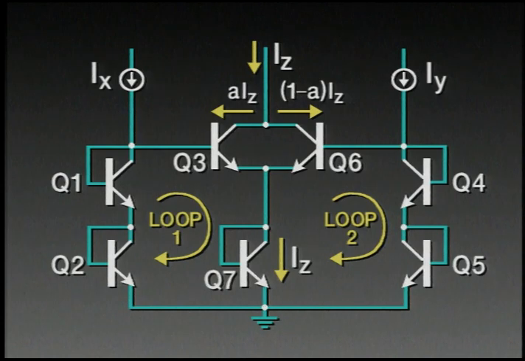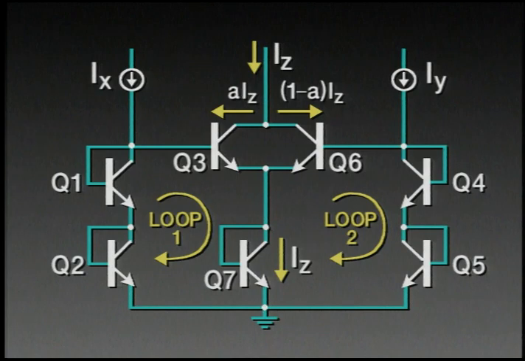Now, remember, the current that we're trying to evaluate or calculate or discover is the current I sub z. So for the time being, we'll assign a temporary variable A to describe that fraction of the current IZ which flows in Q3. And of course, the remainder of the current, 1 minus A, flows in transistor Q6. These currents recombine at the common branch in Q7, and so IZ flows in that device. Meanwhile, the left-hand pair of transistors, Q1 and Q2, are conducting equally a current IX, and the right-hand pair, Q4 and Q5, are conducting equally a current IY.